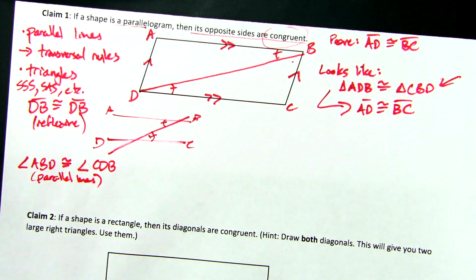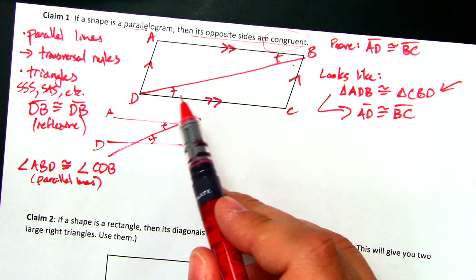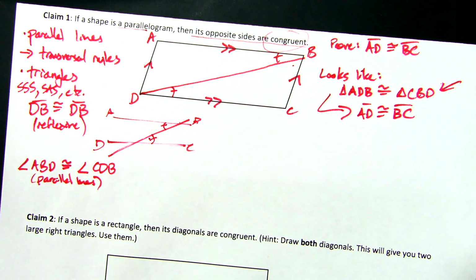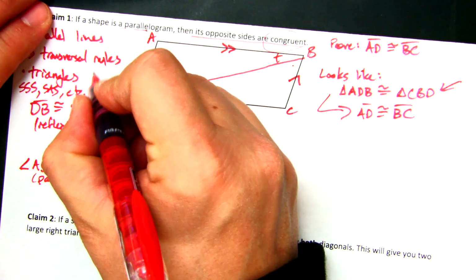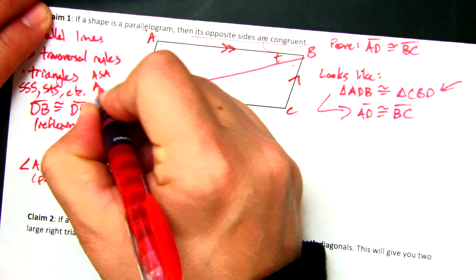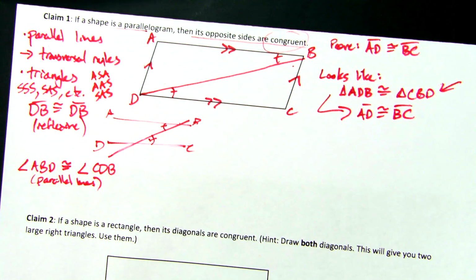Okay, now what do I have? So now I've got this side here, got this angle. Now what are my theorems that involve angles and sides, right? We talked about the triangle congruence theorems. I've got angle, side, angle. I've got angle, angle, side. I've got side, angle, side. It could be any one of those.